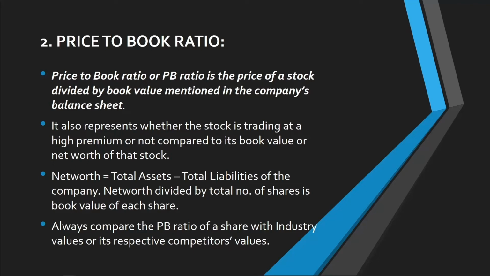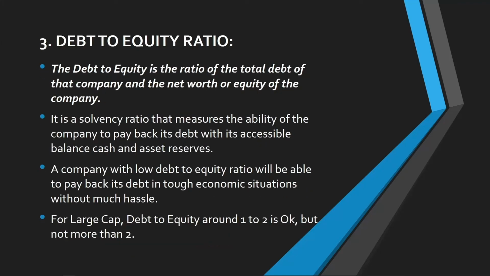Software, fast moving consumer goods or FMCG, blue chip stocks trade at high PB ratios compared to PSUs and small cap stocks. Similar to the PE ratio, try to buy the stocks with medium PB ratios. Always compare the PB ratio of a share with the industry or its competitors' PB values.